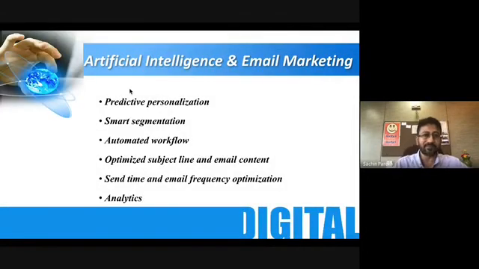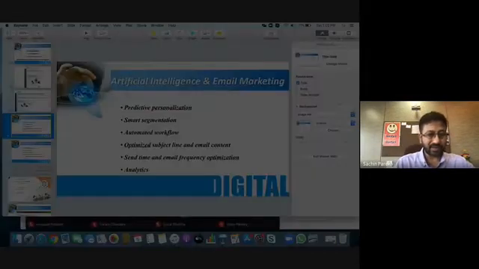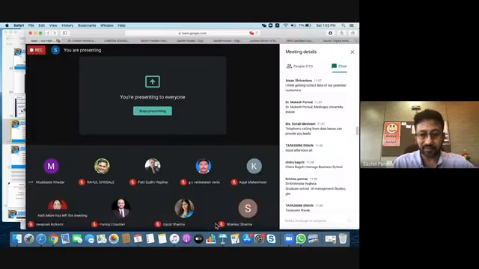So sorry, these are the areas that I was talking about: predictive personalization, smart segmentation, automated workflow, optimized subject line and email content, send time optimization, and analytics. This is where artificial intelligence will have huge impact on email marketing. So sorry for not sharing this before. I will now stop my share.